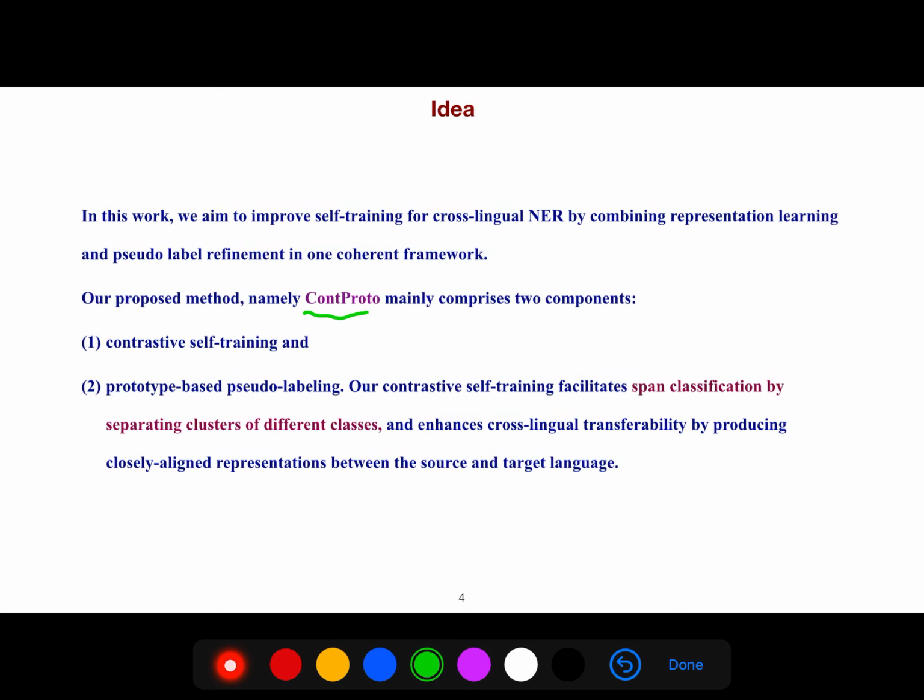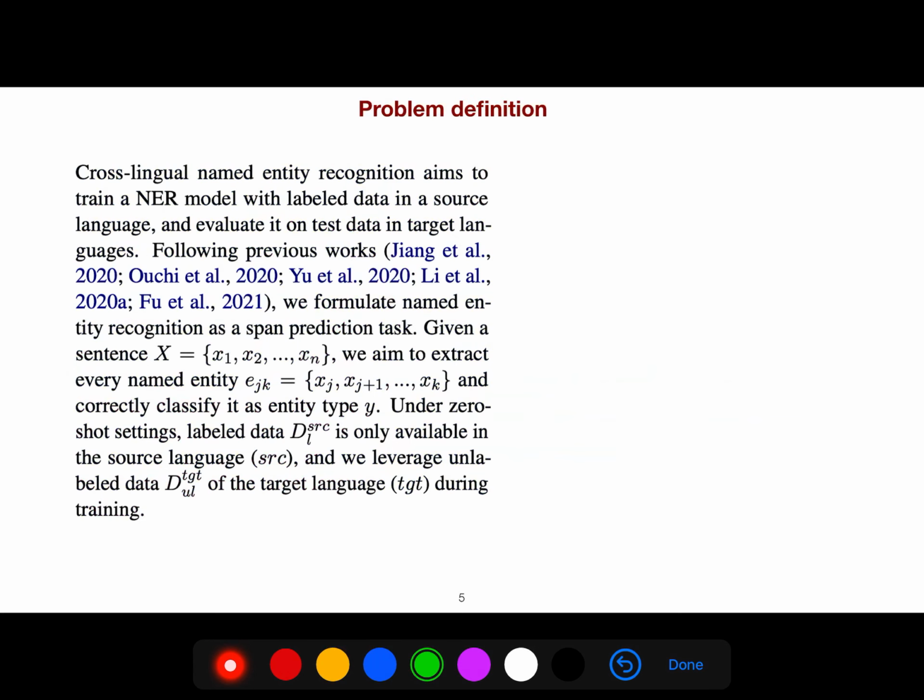The first one is contrastive self-training, used to avoid collapse, for example. And the second one is prototype-based pseudo-labeling, because we don't have an infinite amount of data. We need a few samples of each class, so we are using few-shot learning. The contrastive self-training facilitates span classification by separating clusters of different classes, and enhances cross-lingual transferability by producing closely aligned representations between the source and the target language.